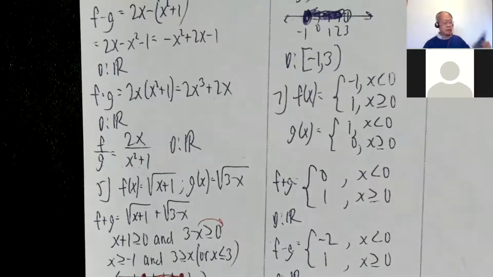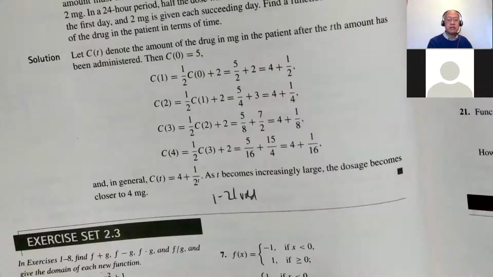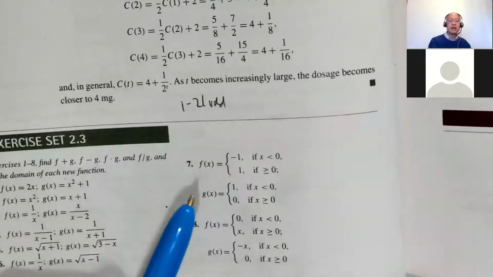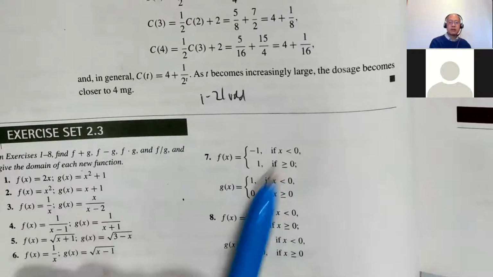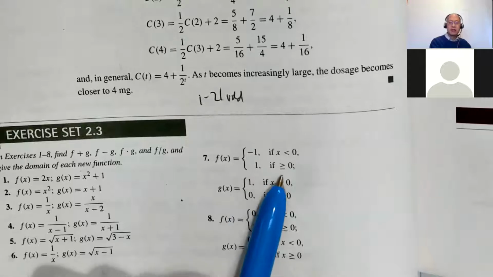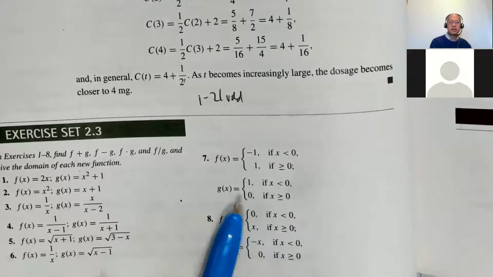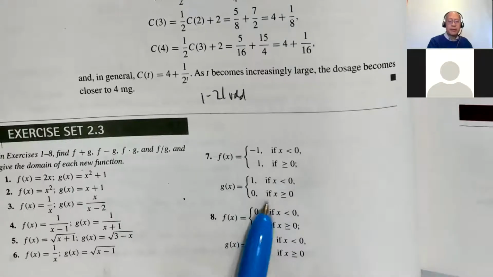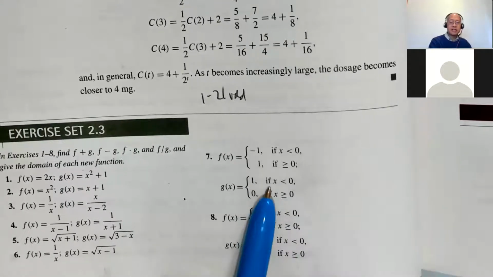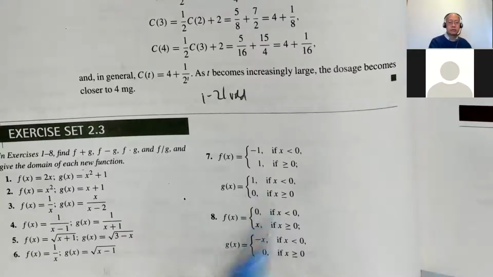Yeah, plenty of time. I think I'll do 7, then maybe I'll stop with 7. Mention that quickly. 7 is piecewise defined. F of x is -1 if x is less than 0, 1 if x is greater than or equal to 0, and g of x is 1 if x is less than 0, and 0 if x is greater than or equal to 0. Okay, so you have to break it up into 2 parts. What happens if x is less than 0? What happens if x is greater than or equal to 0?